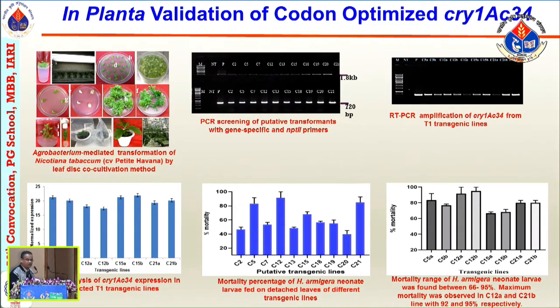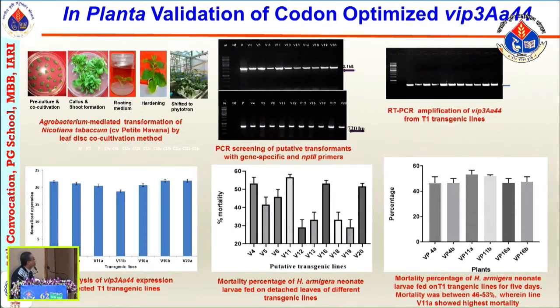The Cry1Ac gene was introduced into the transgenic tobacco by Agrobacterium-mediated transformation. The putative transformants were screened by PCR and RT-PCR, and it was observed that 66 to 95% larval mortality of Helicoverpa was seen when larvae were fed on the detached leaves of selected transgenic lines overexpressing Cry1Ac34. Similarly, the mortality rate in the case of tobacco transgenic lines expressing VA44 was found to be 45 to 53%.